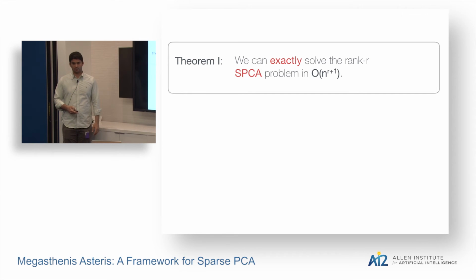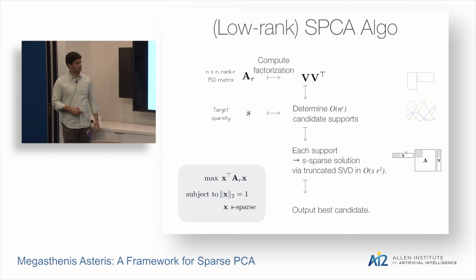Can you go back 1 step? At the end, you apply it on the A matrix, not AR. Yeah, mistake. Okay, yeah, this is a mistake. It should say AR. I see. But you can do that, yeah.